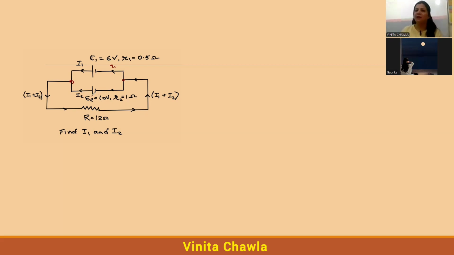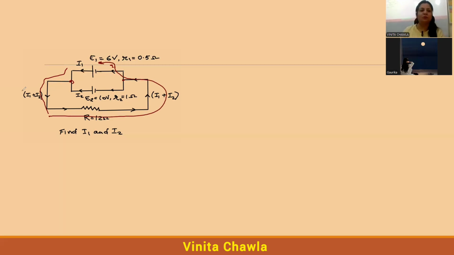Now we will apply loop rule here, to solve this. How will we apply the loop rule, tell me. We will first write E1 plus 6. So let's consider the outer loop. Let's consider the outer loop first. Let's consider this loop, the first loop, this loop, outer one.